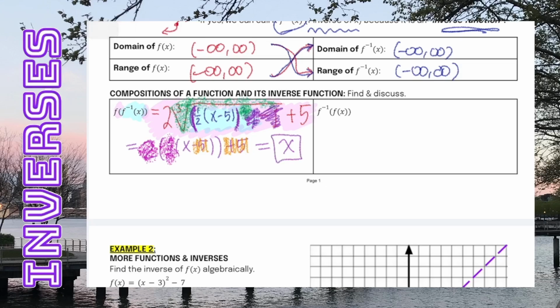When you compose a function with its inverse, you will get just x. Now, you can try this one yourself, and you should get the same answer. So, good luck with that. All right, set that up. And basically, you should get x again. Make sure you set it up correctly. I will just get you started a little bit.